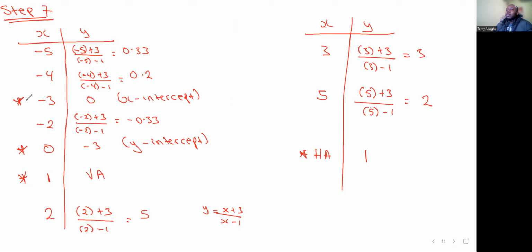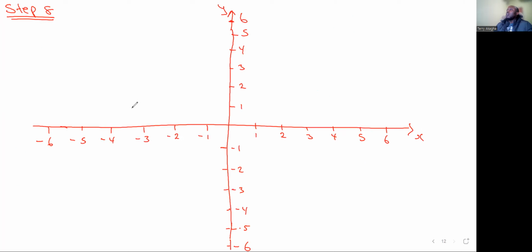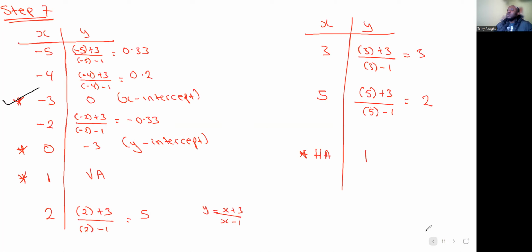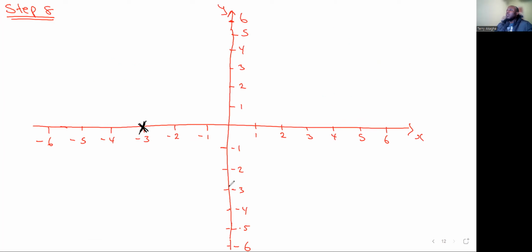So we had the x-intercept. We have x is -3, y is 0. So let's sketch that first. So -3 and 0 somewhere here, okay? The next one we can sketch as well: the y-intercept, which is 0 and -3. So we are expecting 0 and -3 somewhere here, okay?